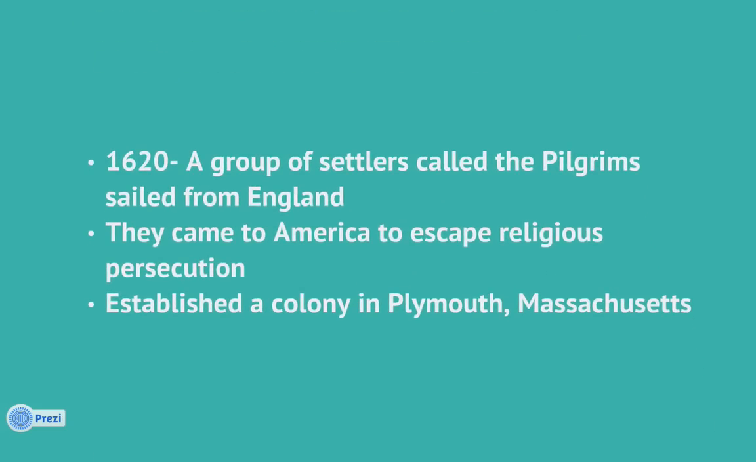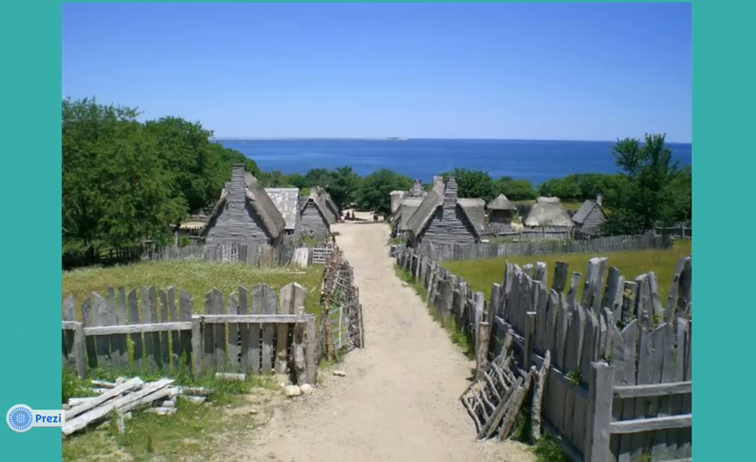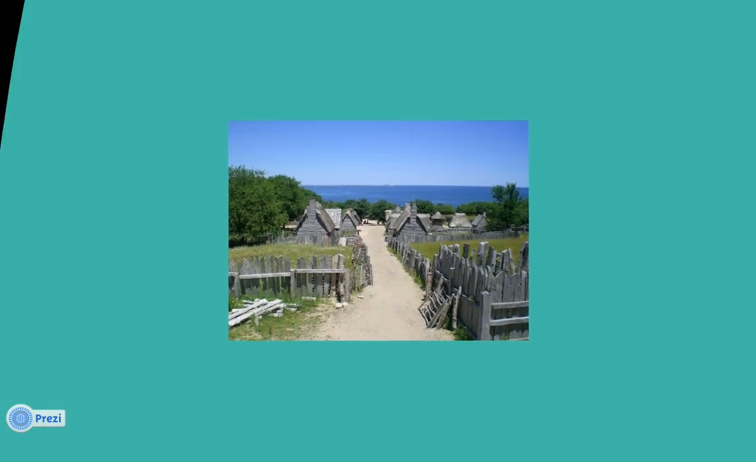By 1620, a group of settlers called the Pilgrims will sail over on the Mayflower from England, and they came to America to escape religious persecution. And they established a colony in Plymouth, Massachusetts, and I know you know the story of the Pilgrims and the Native Americans and the first Thanksgiving, but you need to remember that they came in 1620, and they were pilgrims, which means they made a pilgrimage to another country to escape religious persecution. That's why they're called pilgrims. There's a picture right there.